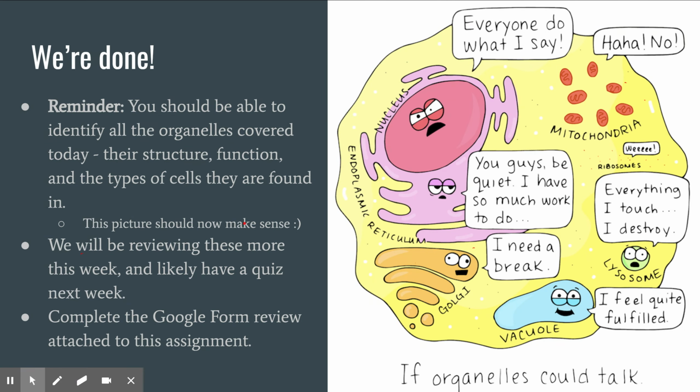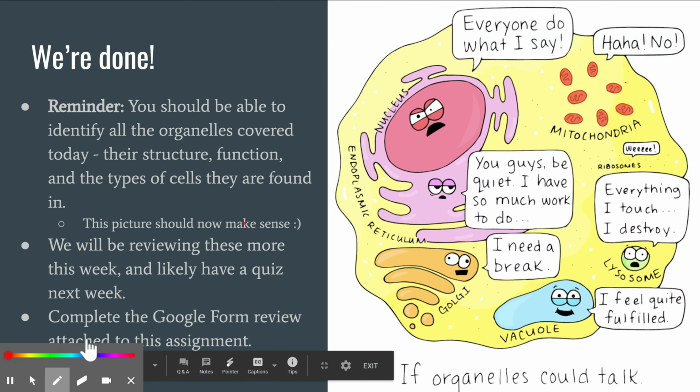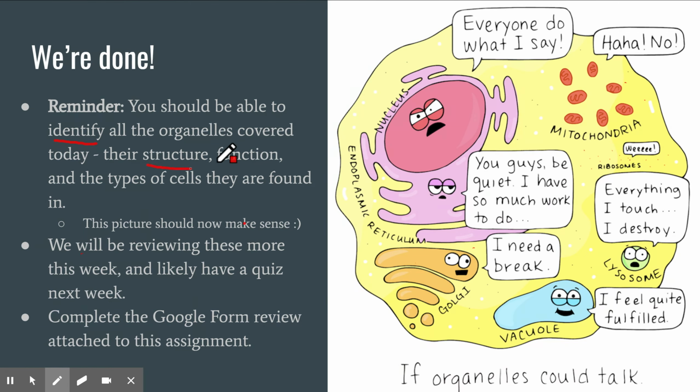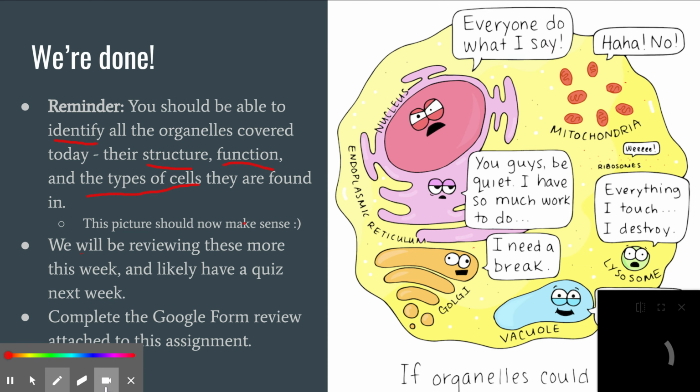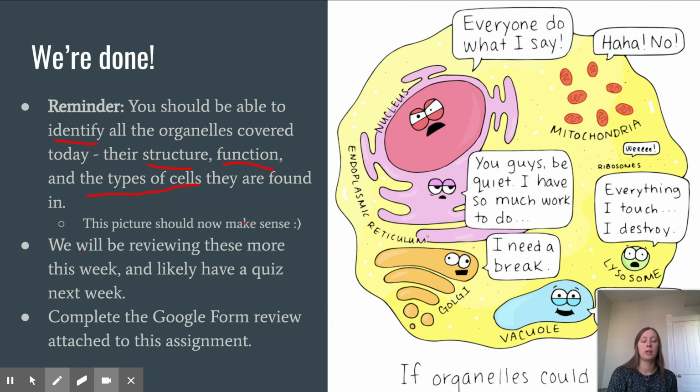So just like that, we are all done with our notes about organelles. Just a quick reminder of what you should be able to do. You should be able to identify all the organelles we covered today: their structure, what they look like, their function, what they do, and the types of cells that each of these are found in. You should be able to say, Miss Moore, the mitochondria looks like a hot dog with ketchup. It has the job of making energy for the cell. It is present only in eukaryotes and not in prokaryotes. That's a quick example of what you should be able to do from this.